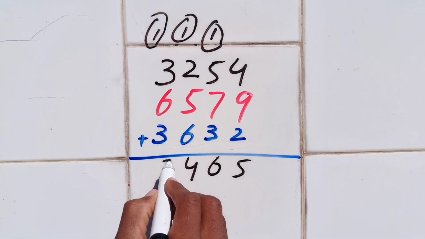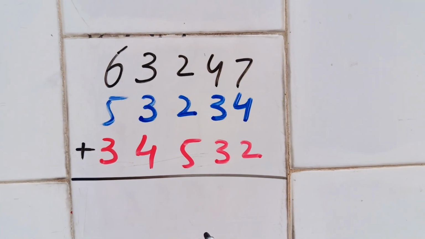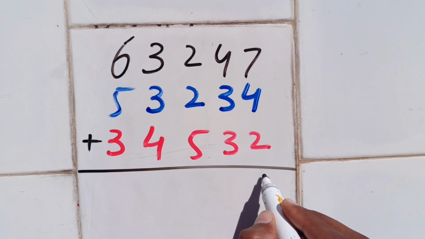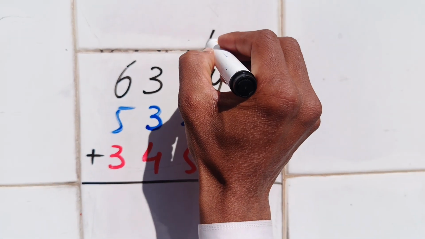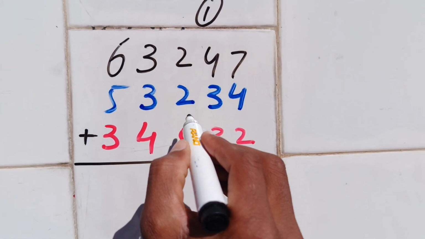3 plus 6, 9. 9 plus 13. Now we are again going to 4-digit addition. 13, 1 carry. 1 carry, add all these digits.